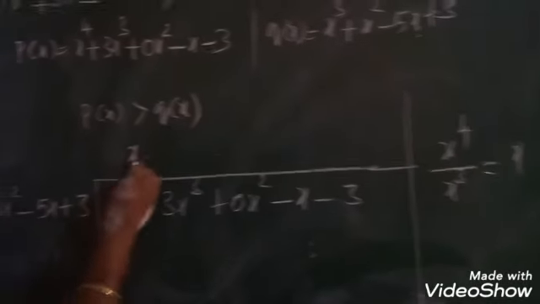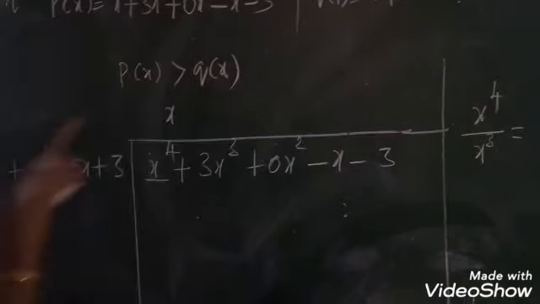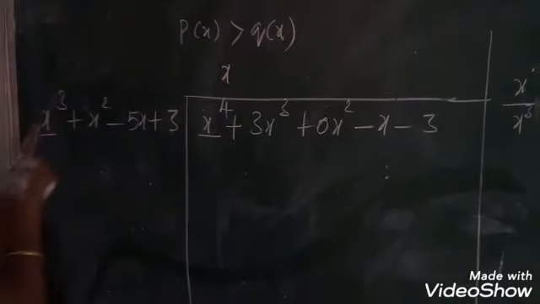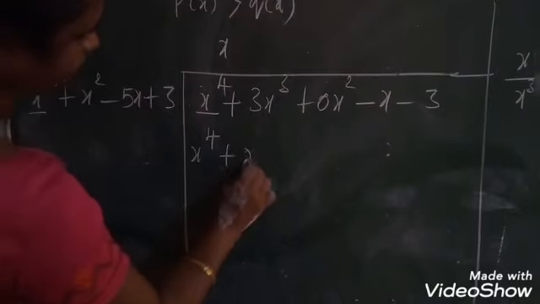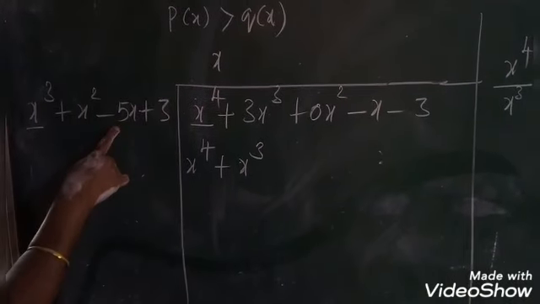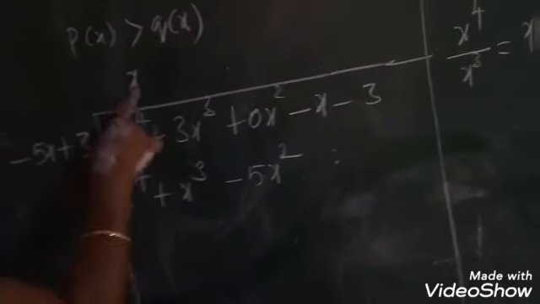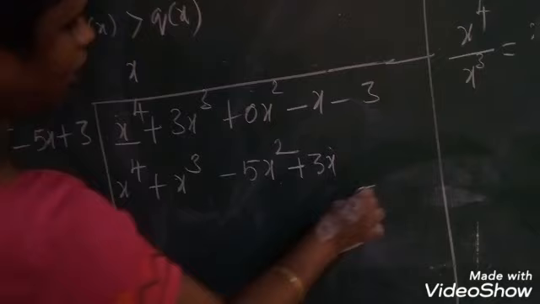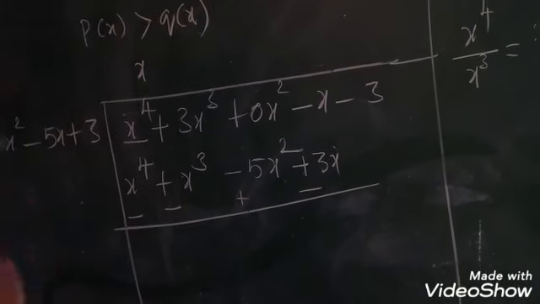Yes girls, you will get that the quotient is x, and the x should be multiplied by each term and put. x into x cube, you will get x power 4. Then x into x squared, you will get x cube. Then x into minus 5x, you will get minus 5x squared. Then x into 3, what is the answer? Yes, plus 3x. Now you have to subtract, because that is the division rule.